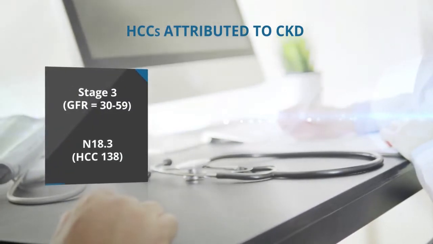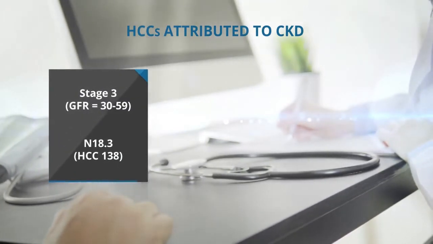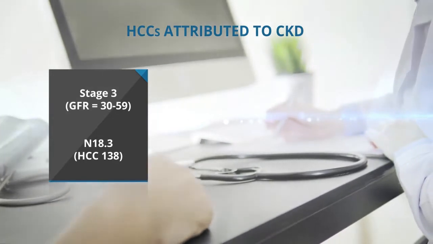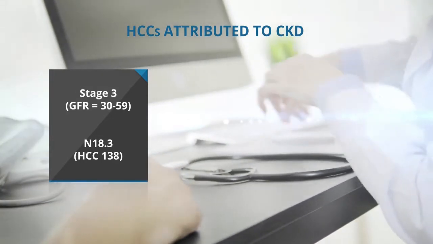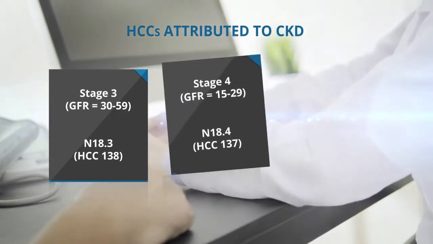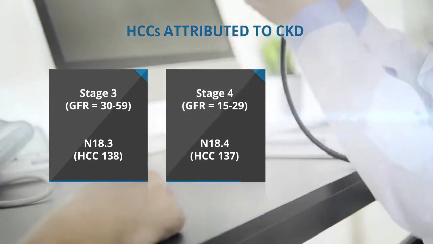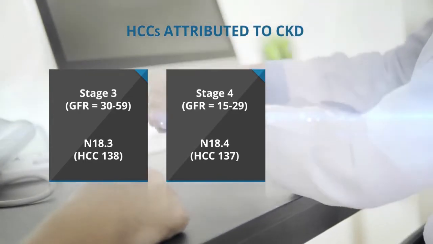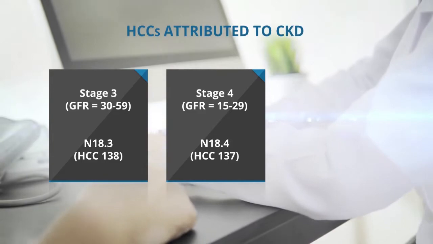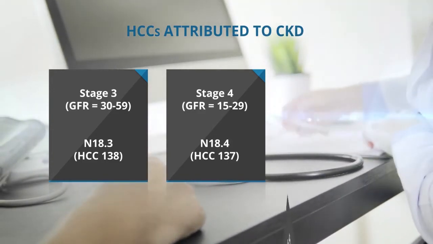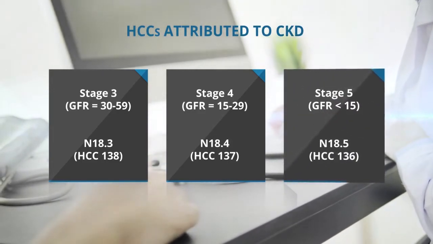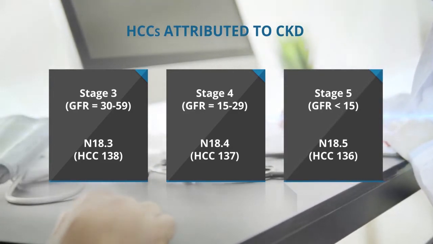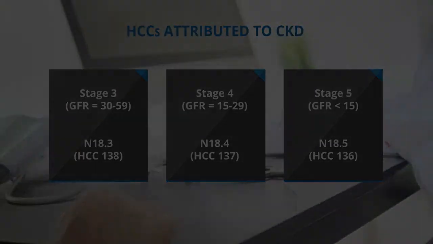For stage 3, when the GFR is equal to or between 30 to 59, the code is N18.3, HCC 138. For stage 4, when the GFR is equal to or between 15 to 29, the code is N18.4, HCC 137. For stage 5, when the GFR is below 15, the code is N18.5, HCC 136.